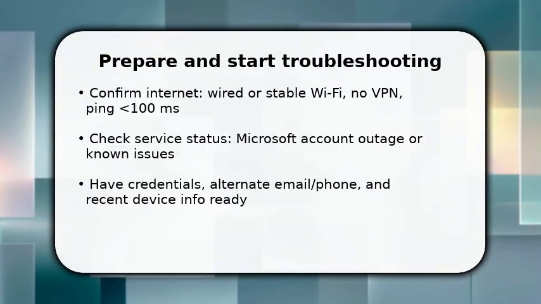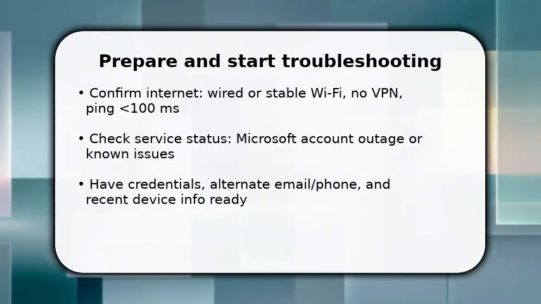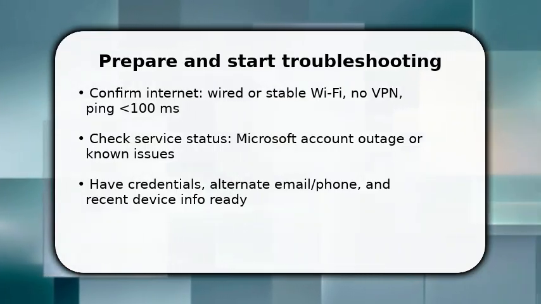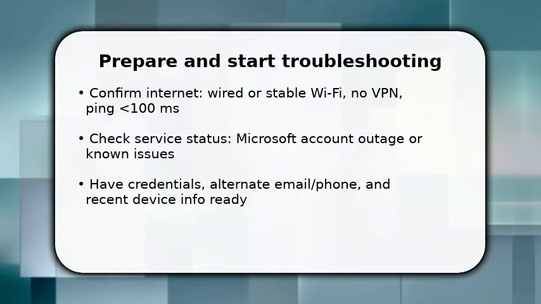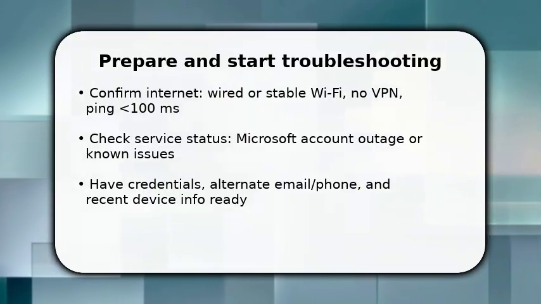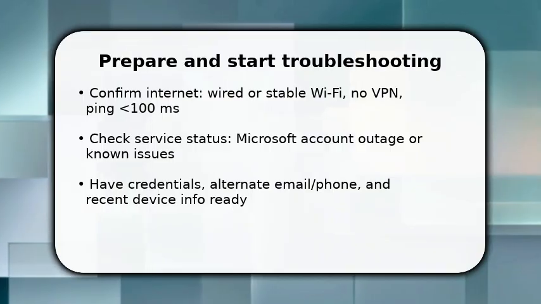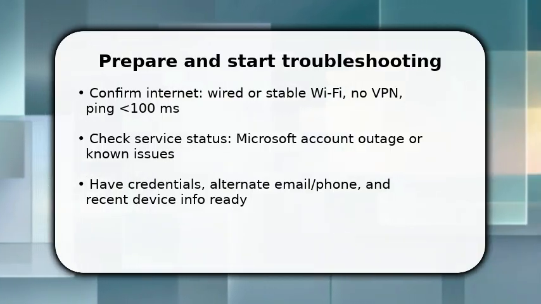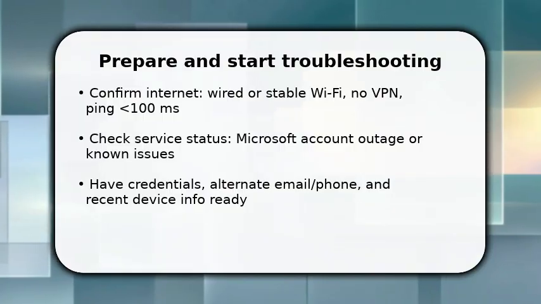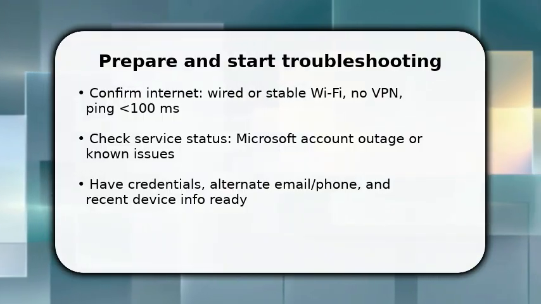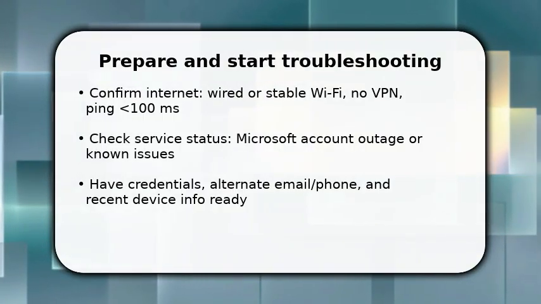You begin by verifying the fundamentals fast. Make sure you're on a stable network and not using VPN or proxy, because Microsoft blocks some sign-ins when those are present. Next, check for account outage indicators and gather your recovery options: alternate email, phone, authenticator details, and the exact device and time you last signed in.